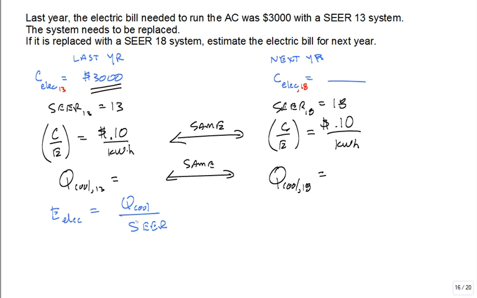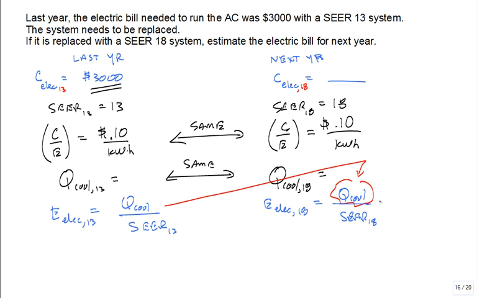So I can write it over here that this is electric for the 13. This is the electric use for the 18. It's the amount of cooling divided by the SEER of the 18. This is the SEER of the 13. What I do is I take these equations and I replace the Q right here with the results from this equation, such that I write that the amount of electricity needed to run the 18 SEER next year is equal to the amount of electricity needed to run the 13 SEER last year times the SEER last year divided by the SEER this year. See the algebra? Now it's pretty easy.